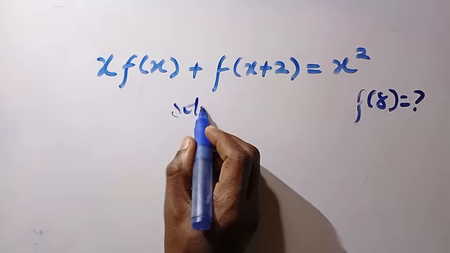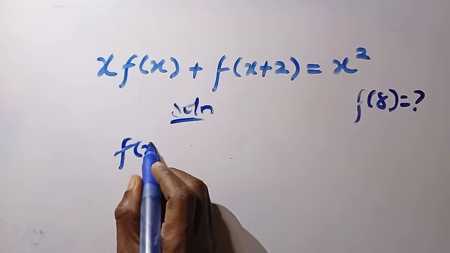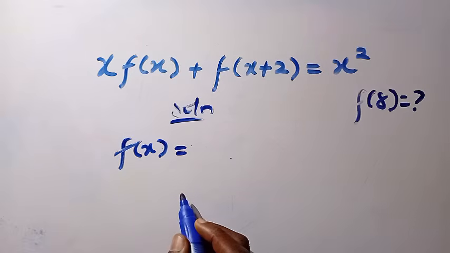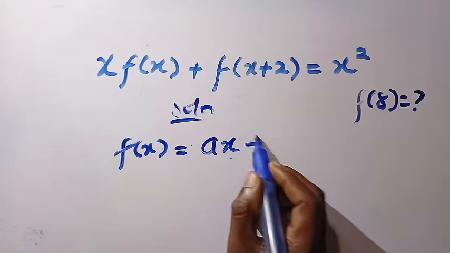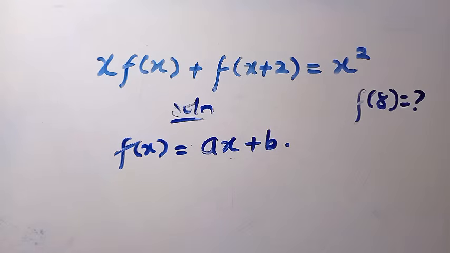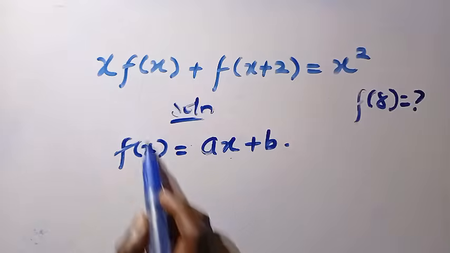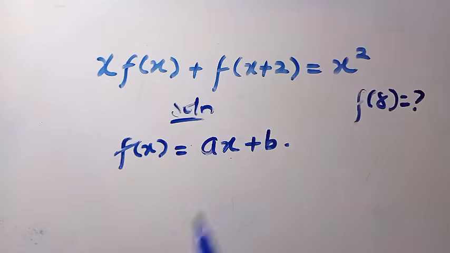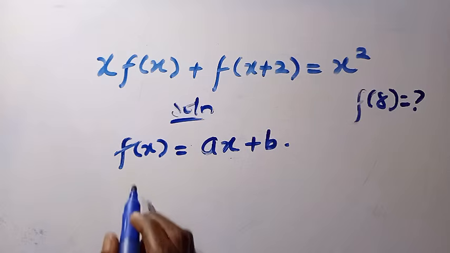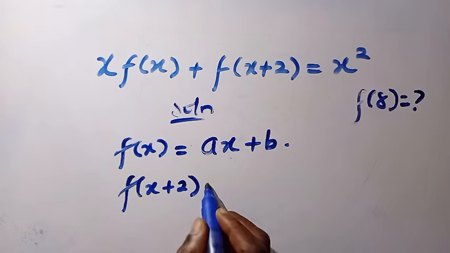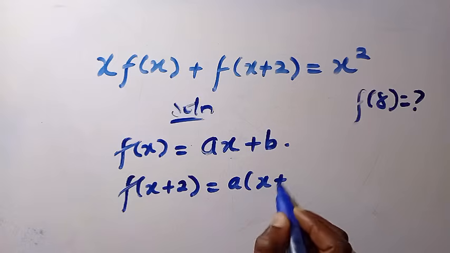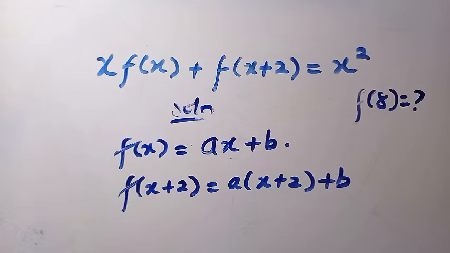Suppose I guess f(x) to be a linear function. Let's say we have ax plus b. If this is f(x), we need to get f(x+2). So changing this to f(x+2), we have f(x+2) equals a times the bracket of x plus 2, plus b.